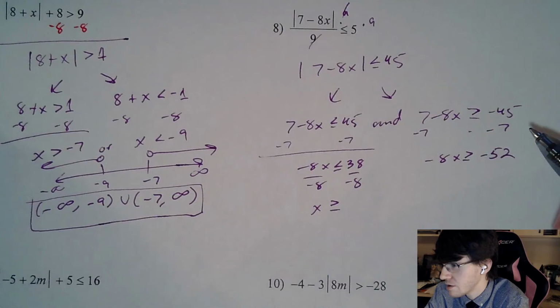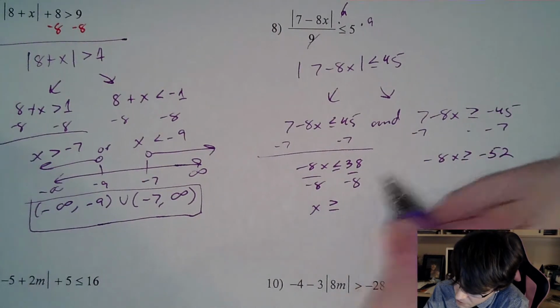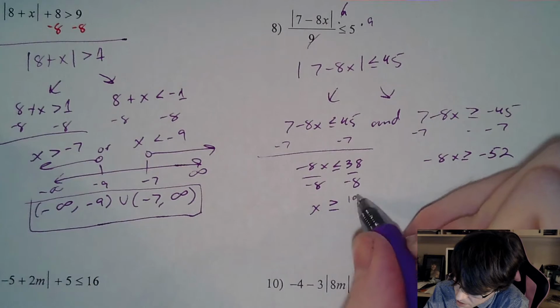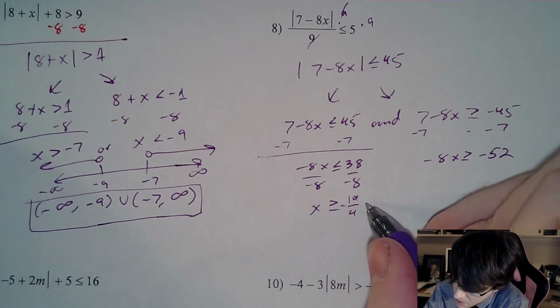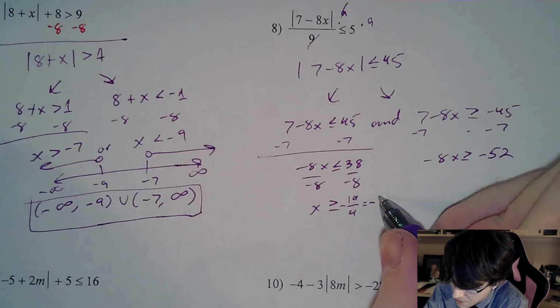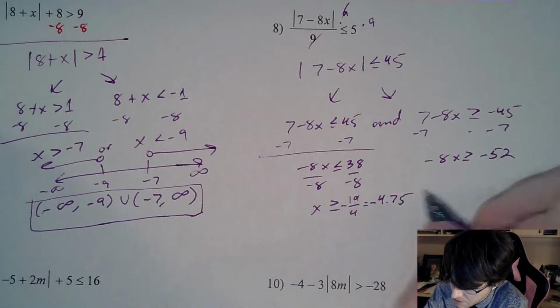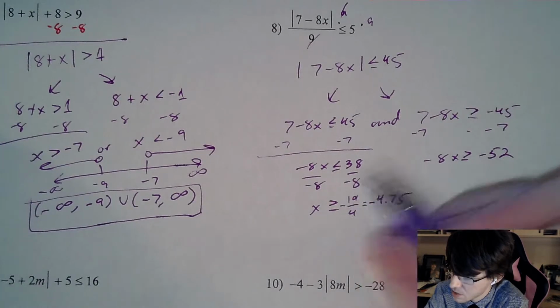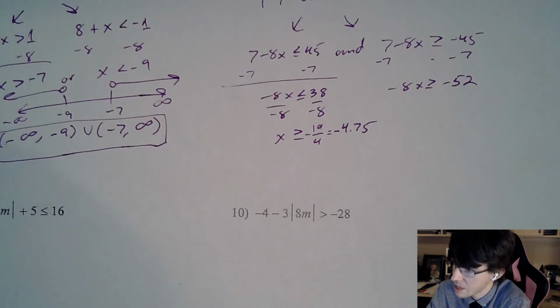You get 4.75. So you can put that in as 19/4 with a negative, or you can leave it as a negative, what I just said before, 4.75. Either of those is okay. I choose to use fractions myself, so that's how I'm going to write my answer.